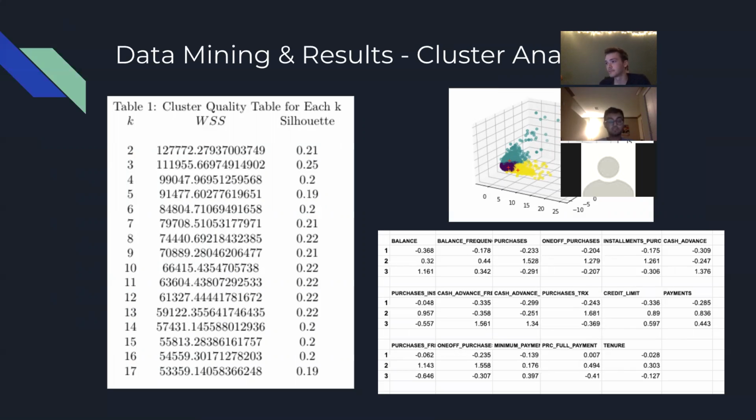In terms of model selection, we computed cluster quality with sum of squared error and silhouette, and we saw that 3 was the best result. And here on the right, we can see each cluster and the points at the center, with the purple cluster being above average and cluster 2 being below average spenders.